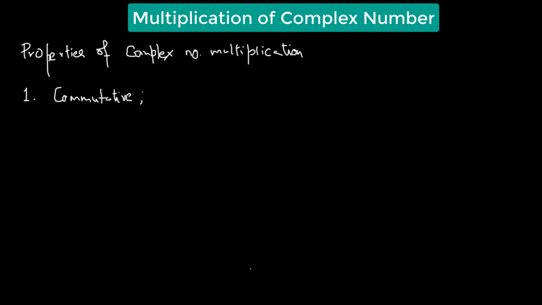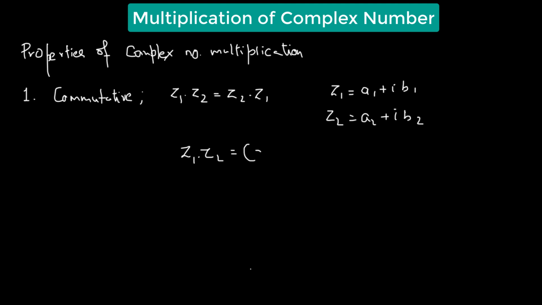Meaning, if we have two complex numbers z1 and z2, then z1 multiplied by z2 is equivalent to z2 multiplied by z1. So I'm leaving the proof as an exercise where you can check by assuming that z1 is equal to a1 plus i times b1, and z2 is equal to a2 plus i times b2. So we can multiply z1 and z2, and that will give you the required result.